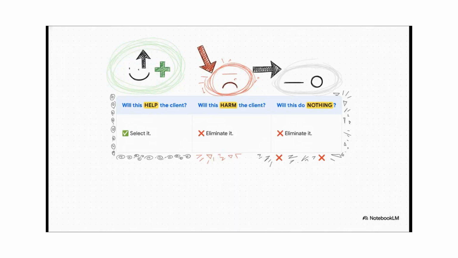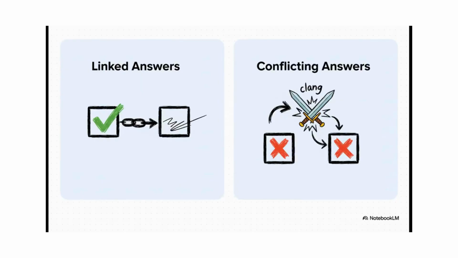Here's a great little mental checklist for questions that ask you what to do. For each option, just ask, will this action help the person? Will it harm them, or will it do basically nothing? If it helps, you select it. If it harms them, or it's just a waste of time, you get rid of it. It's a fantastic way to just cut right through the noise. Now, I know I said don't compare options, but you can spot relationships. For instance, sometimes you'll see two answers that are basically saying the exact same thing, just in different words. Well, if you decide one is true, the other one is probably true too. On the flip side, if two options are total opposites, well, you know they can't both be right. These are just extra little clues that can help you feel confident in your choices.